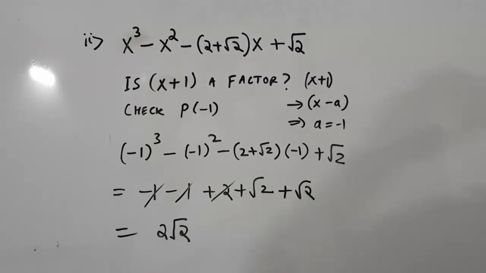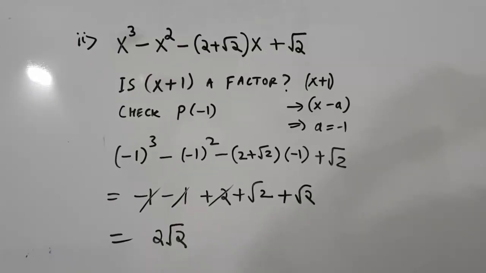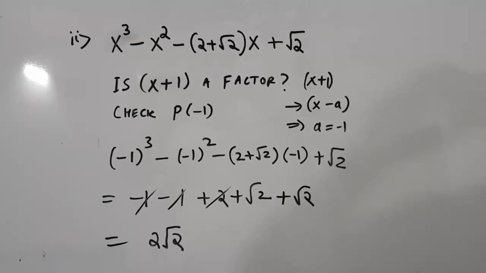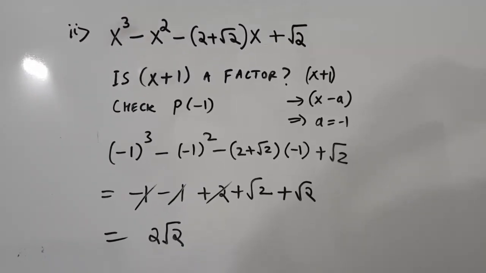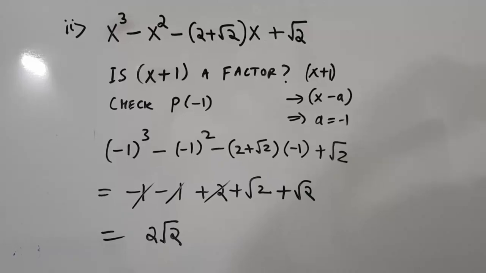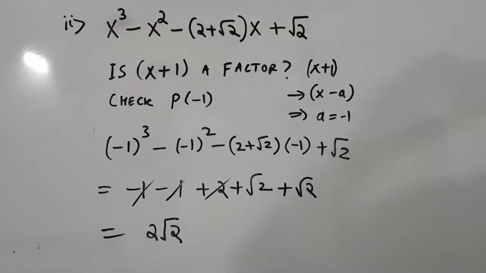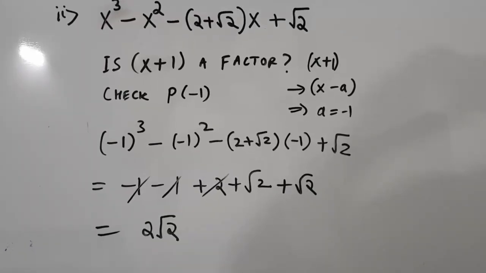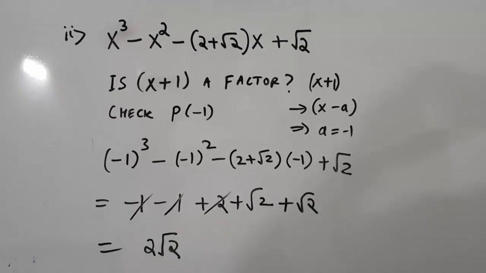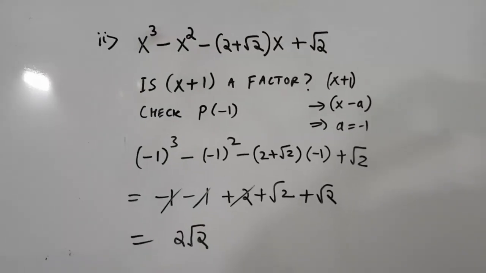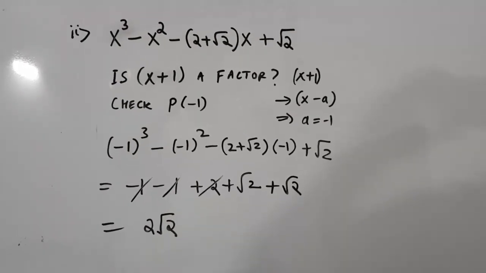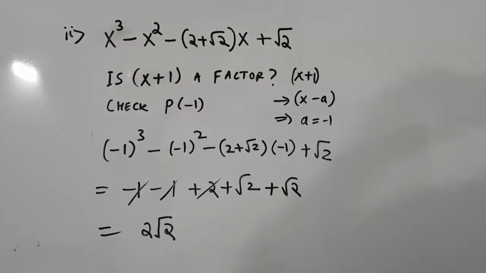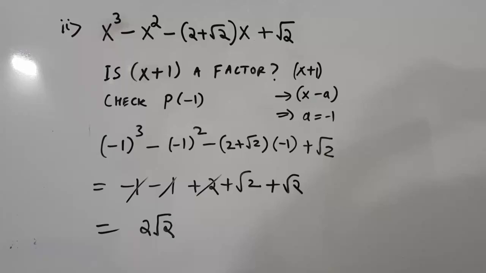Hi friends, so if we want to see whether x plus 1 is a factor of x cube minus x squared minus (2 plus root 2) multiplied by x plus root 2, x plus 1 expressed as x minus a means a equal to minus 1. So we have to check for p of minus 1. So when we substitute, we'll get minus 1 cube minus of minus 1 squared minus of (2 plus root 2) into minus 1 because there is an x there, plus root 2.